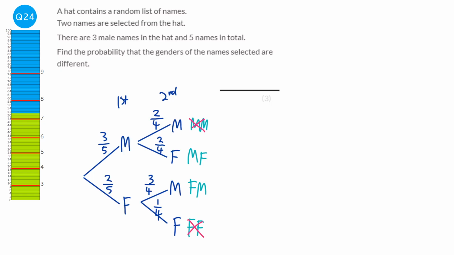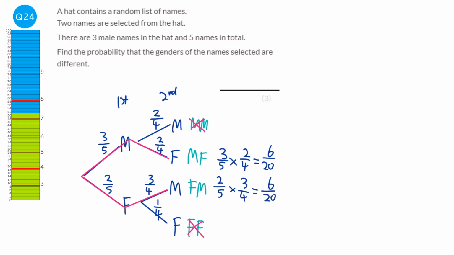And the way that tree diagrams work is as you go along the tree, any fractions you go across, you multiply together to find the outcome. So this will be 3 over 5 times 2 over 4. And I realise I could cancel 2 over 4, but I generally cancel at the end. So 3 times 2 is 6, 5 times 4 is 20. We're going to do the same with the other route. So 2 over 5 times 3 over 4. That would be 6 over 20.